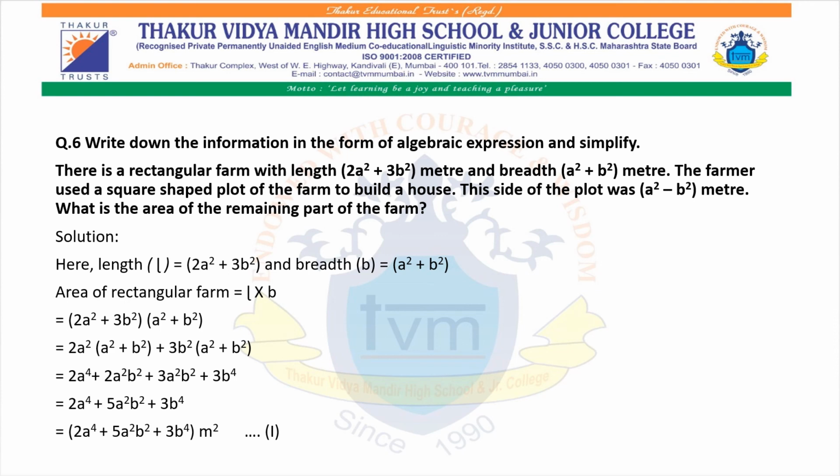Now here length is equal to 2a square plus 3b square and breadth is equal to a square plus b square. So the area of the rectangular farm is length into breadth. So 2a square plus 3b square into a square plus b square. When we are multiplying it, we'll get the answer as 2a raised to 4 plus 5a square b square plus 3b raised to 4 meters square.